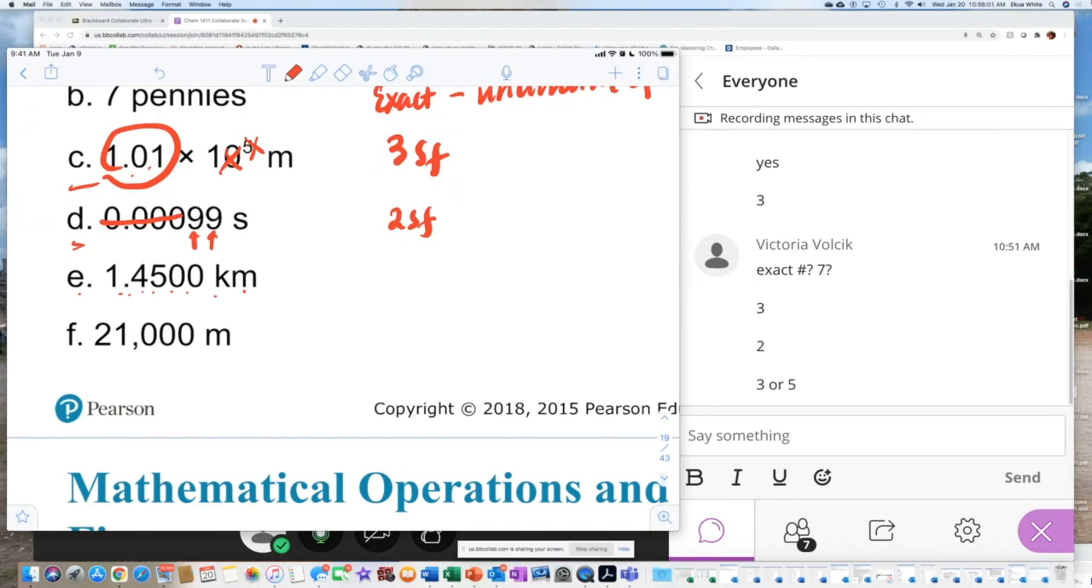Okay, so the 1, 4, and 5 are definitely significant, right? Because they're non-zero numbers. Let's look at our zeros though. To the left of the 0, do we have a non-zero number? Check. First requirement, right? Do we have a decimal? Check. That's true for both zeros.